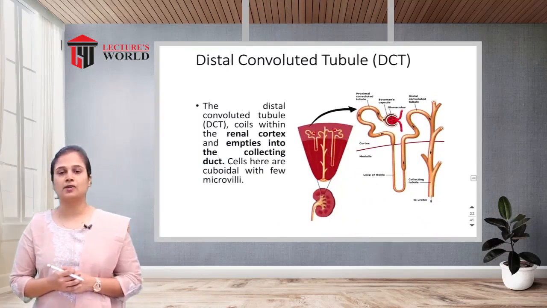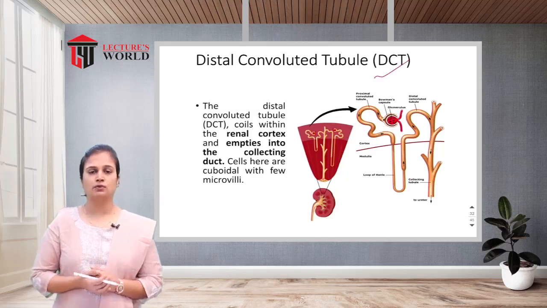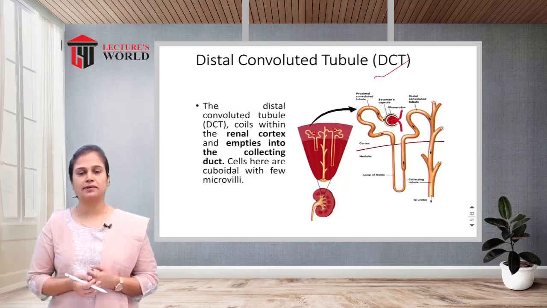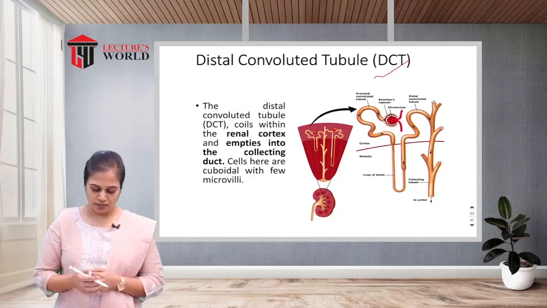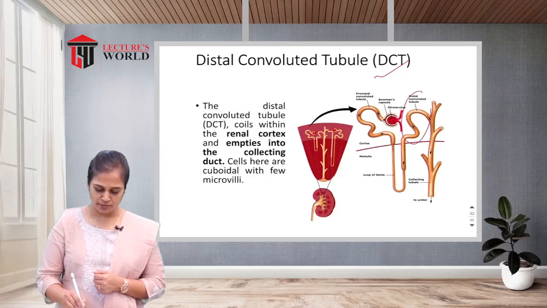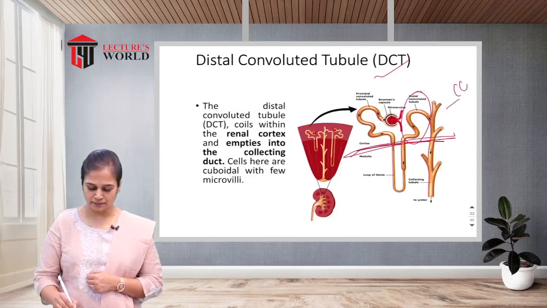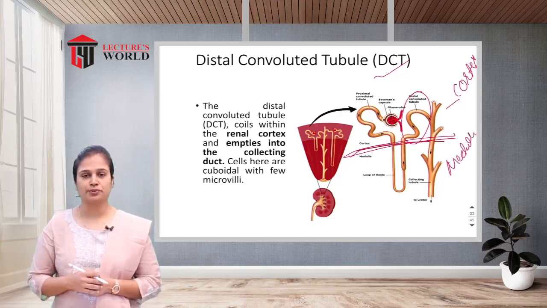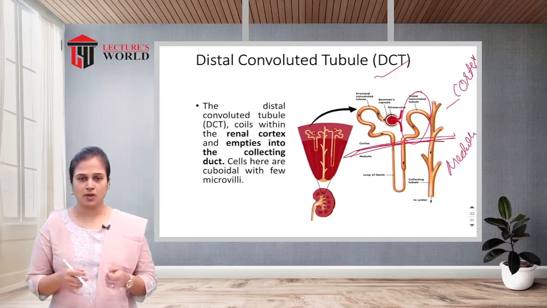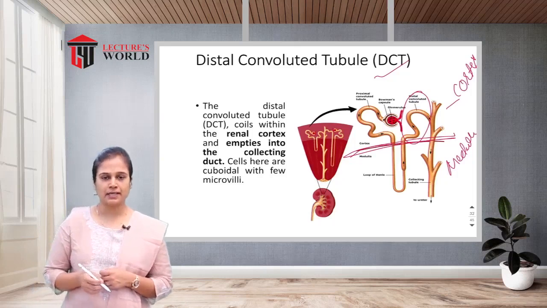We'll talk about the distal convoluted tubule, in short called DCT. The distal convoluted tubule coils within the renal cortex and empties into the collecting duct. You can see this is the distal convoluted tubule. This is the line which bifurcates the cortex, and this is the medulla. So the distal convoluted tubule gets coiled in the cortex and empties into the collecting duct.